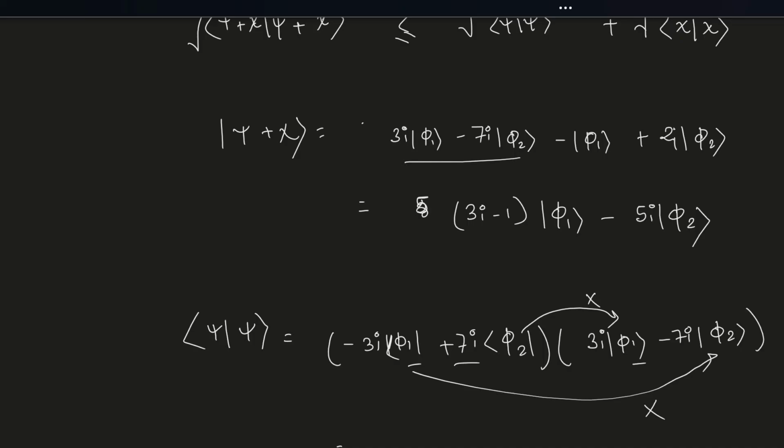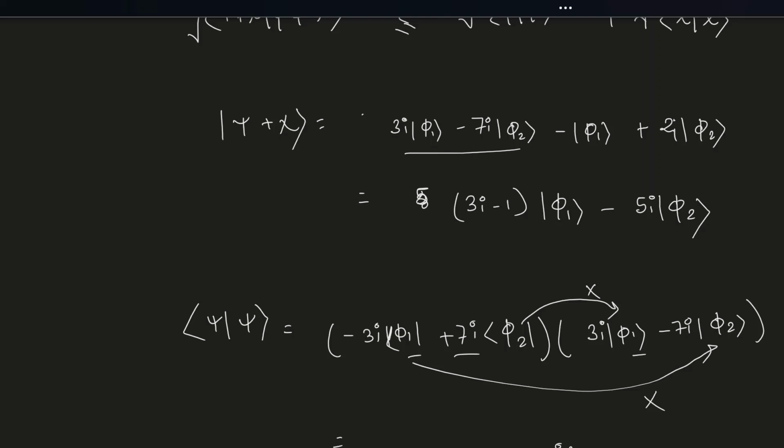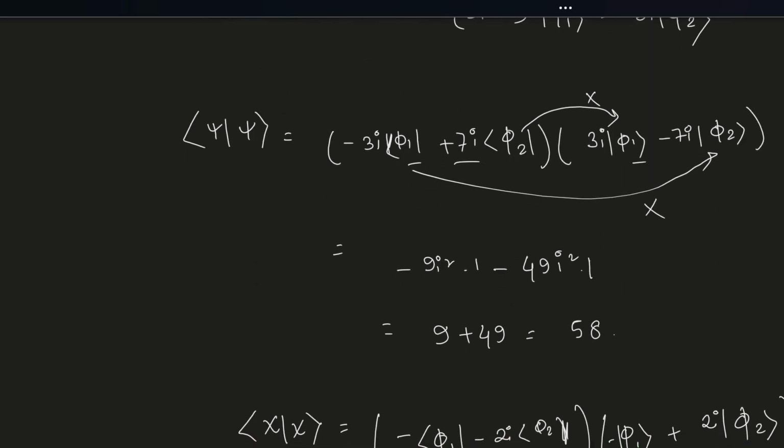Similarly, the chi normalization will be minus phi 1 minus 2i phi 2, with minus phi 1 plus 2i phi 2. So this is minus minus plus, which is plus 1. Again the cross terms will be 0. So this thing is minus 4i squared into 1. So this is 1 plus 4, which is 5.